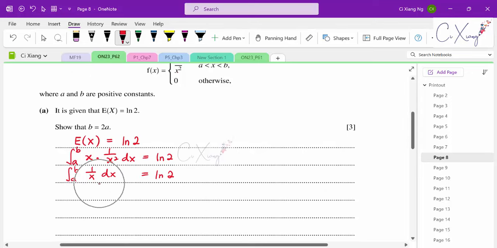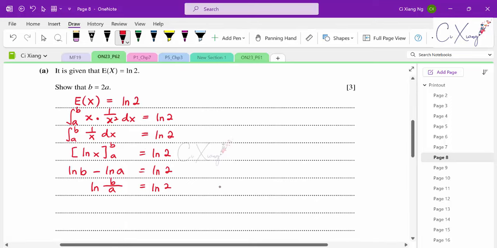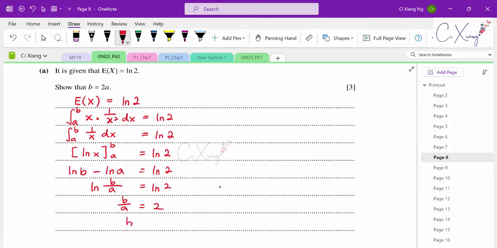Now let us integrate 1 over x. Integrating 1 over x, we have ln x. Substitute in the limits b and a into ln x. So you have ln b minus ln a equals ln 2. Then you can combine ln b minus ln a into ln b over a equals ln 2. This is the property of the ln function, right? Okay, so directly compare them. You have b over a equals 2, and you can see the answer very clearly now. Okay, b equals 2a.